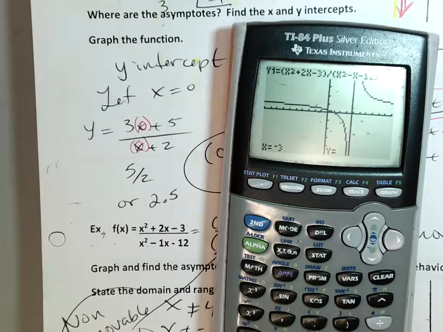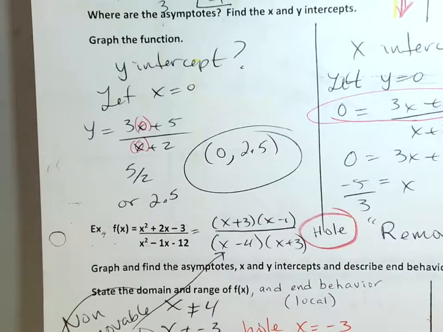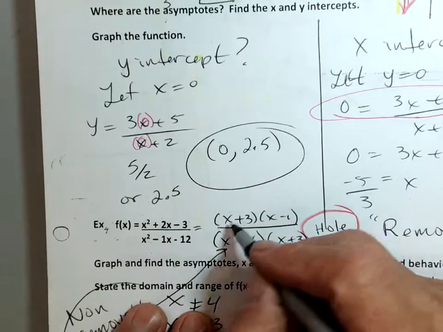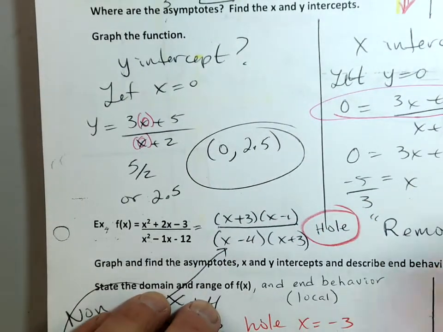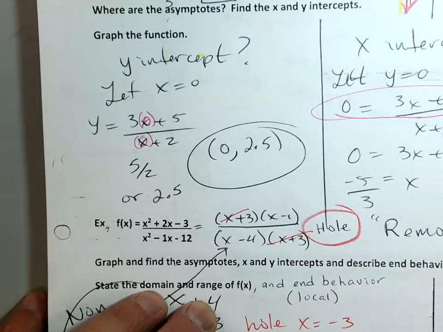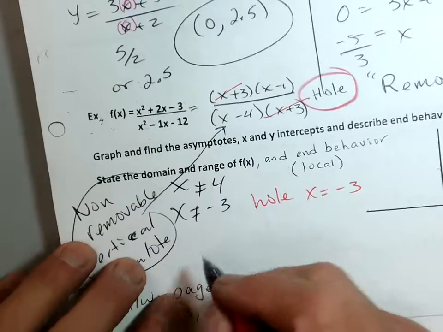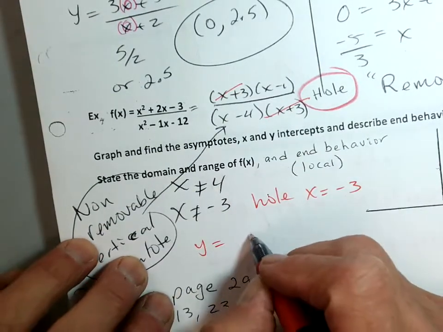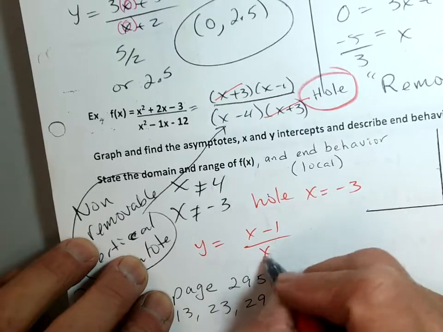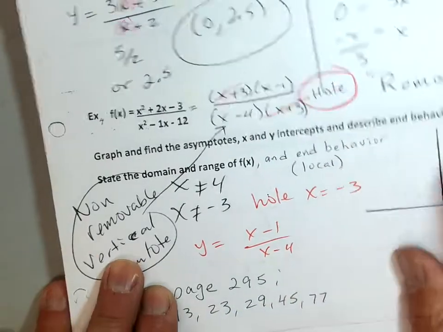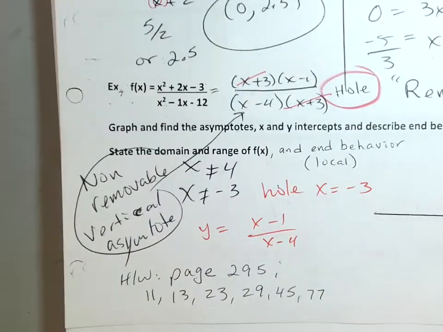So here's how you get the y value. You plug it in after you simplify it. So let me show you that. Okay. So after I remove my problem, let me just casually remove my problem. It's gone, and then it becomes y equals x minus 1 over x minus 4, right? I just cancel. You with me? And it changes to this.